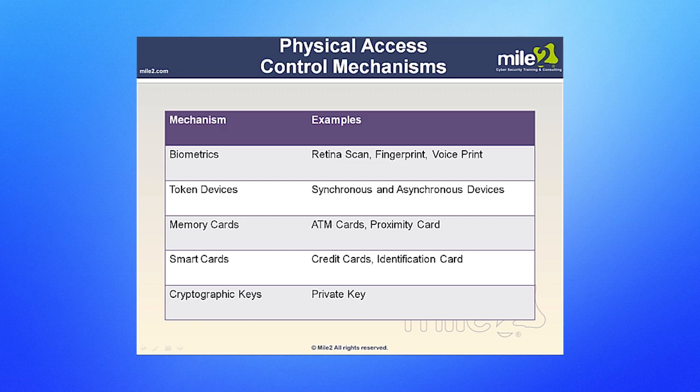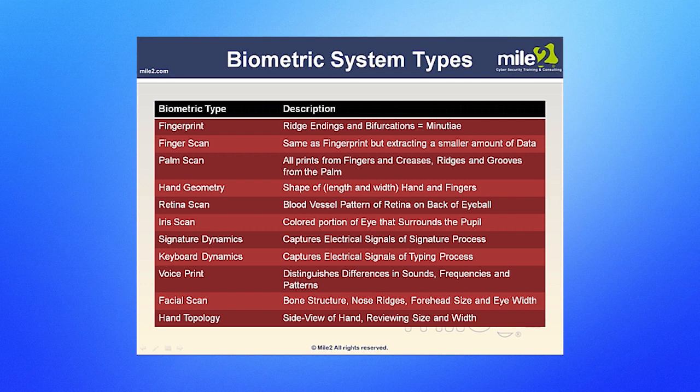With these, they could be in the form of something that looks like a credit card. It could be in the form, with the military, of something that appears to be an identification card, but yet it has intelligence. And of course, cryptographic keys are used in many places as the private key, where you have a public and a private key.